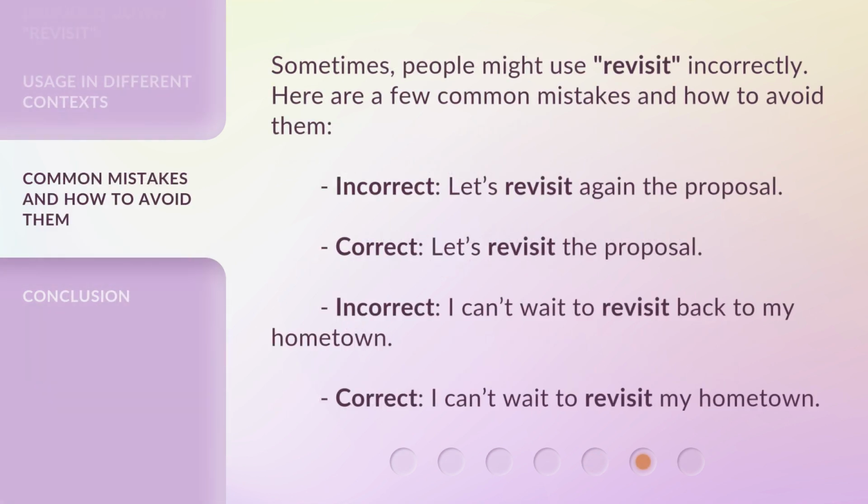Sometimes, people might use revisit incorrectly. Here are a few common mistakes and how to avoid them. Incorrect. Let's revisit again the proposal. Correct. Let's revisit the proposal. Incorrect. I can't wait to revisit back to my hometown. Correct. I can't wait to revisit my hometown.